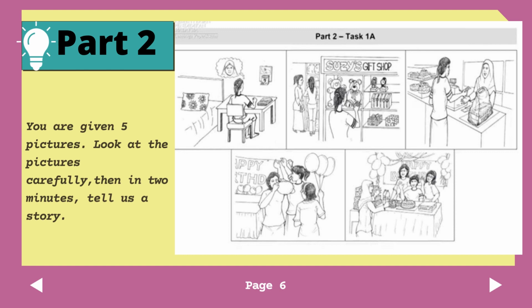Now I want you to send the recording of you explaining the story. Tell me the story based on the pictures that you have analyzed. So that is part two, task 1A.